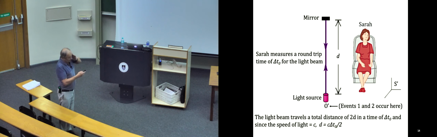Now the light beam travels a distance of 2d, that's quite obvious, in a time of delta t. And we know that the speed of light is constant c. So we can work out d in terms of delta t, and that's c delta t over 2. It's not a difficult piece of mathematics. Speed times time equals distance, okay?